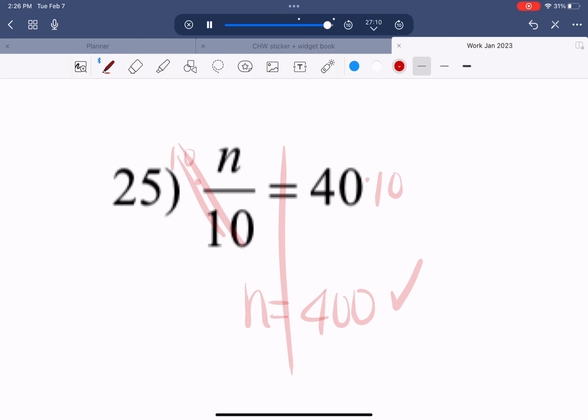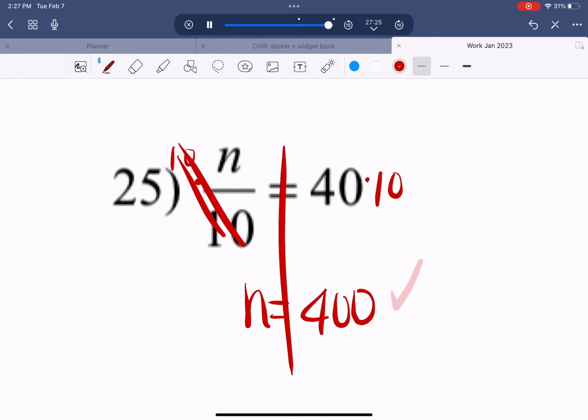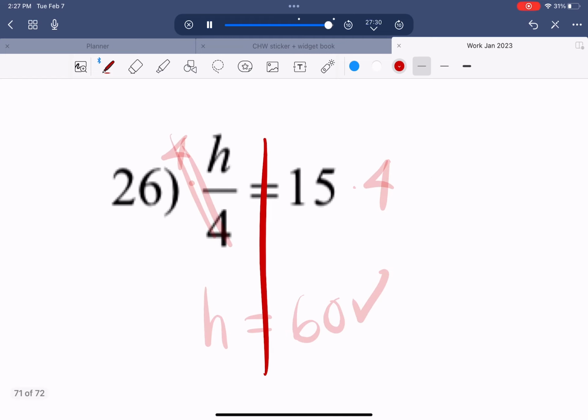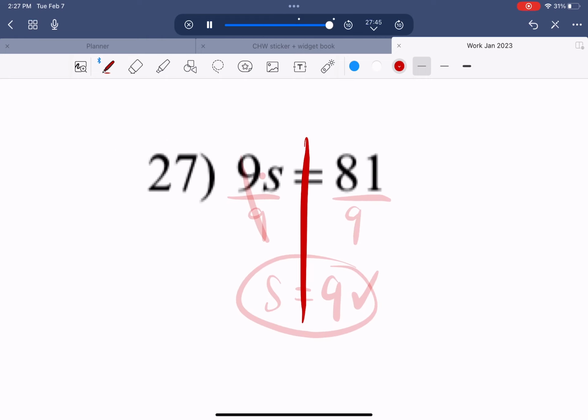I'll do another row, this row, 25. So here, n divided by 10. The opposite of divided by 10 is to multiply both sides by 10. These cancel. I get n equals 400. Okay, h divided by 4, the opposite is to multiply both sides by 4. So 15 times 4, 60. H equals 60.